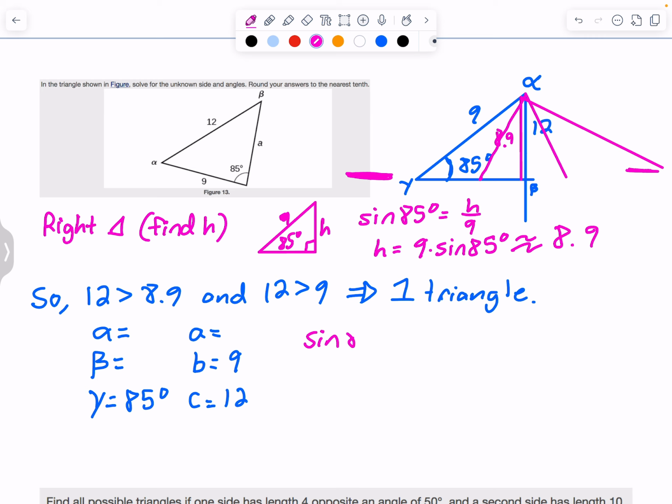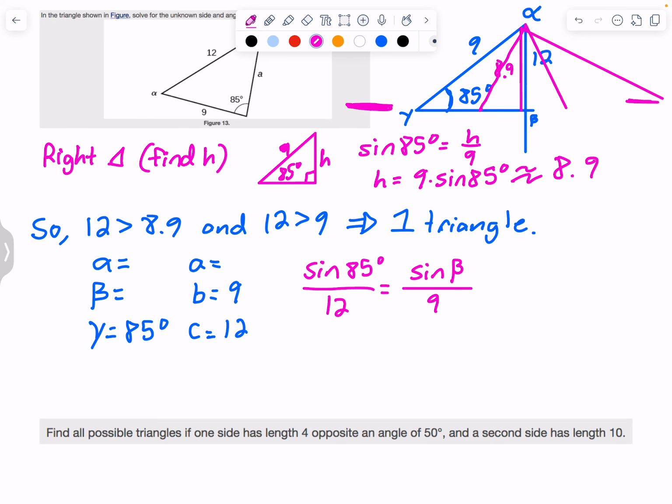I got sine of 85 degrees over 12. So just be careful with the labeling and turning your triangles over and stuff like that. Just make sure to be accurate. Sine of beta over 9. Just like in the previous problems, I'm going to cross multiply. So I get sine of beta equals, I'm going to do this one little intermediate step here because it's a little different. 9 times sine of 85. And then that 12 would have went with the beta, so I'm going to put a 12 underneath. And then I know that once I plug that in, I'm going to do inverse sine of that to get a number. All right, so let's do that.